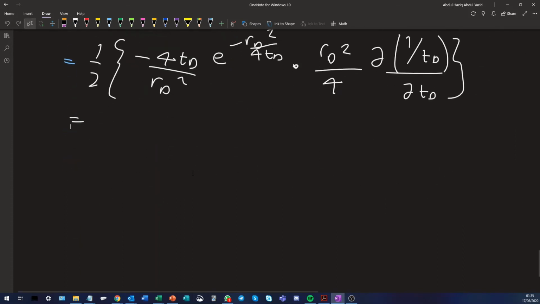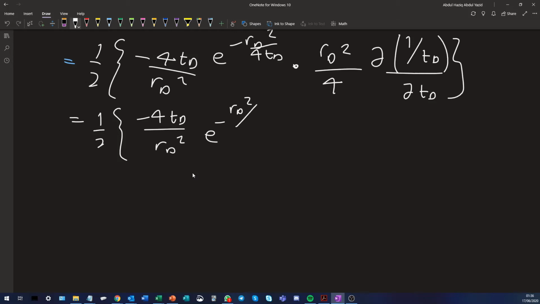Okay, so now let's simplify this. Let's actually just do the derivative first. So negative 4 t sub d over r sub d squared, e to the negative r sub d squared over 4 t sub d, times r sub d squared over 4, and this comes to negative 1 over t sub d squared. Okay, so 4, sorry, not the whole thing. The r sub d squared cancels, and the 4 cancels out with the 4.